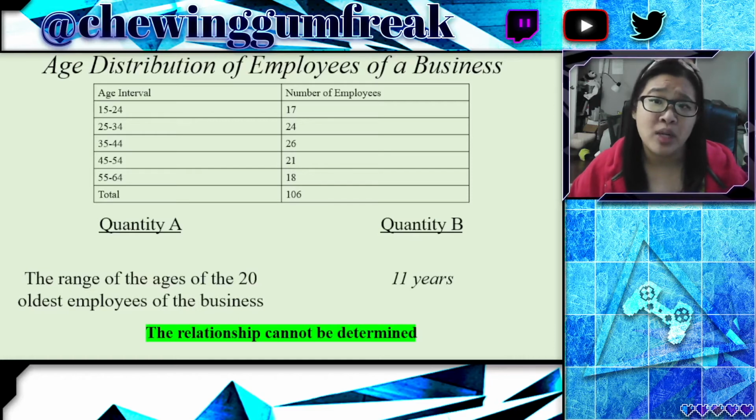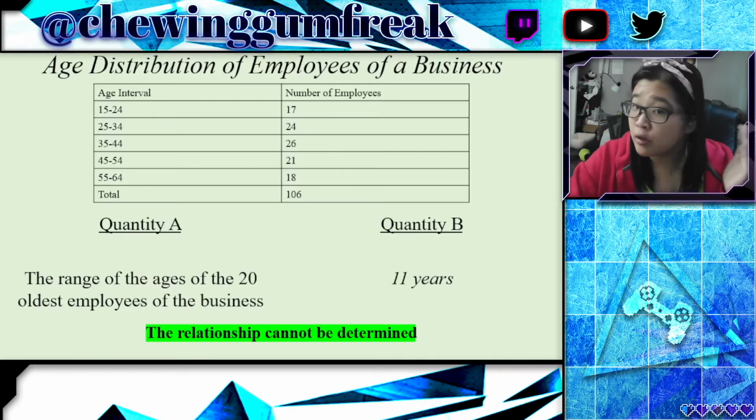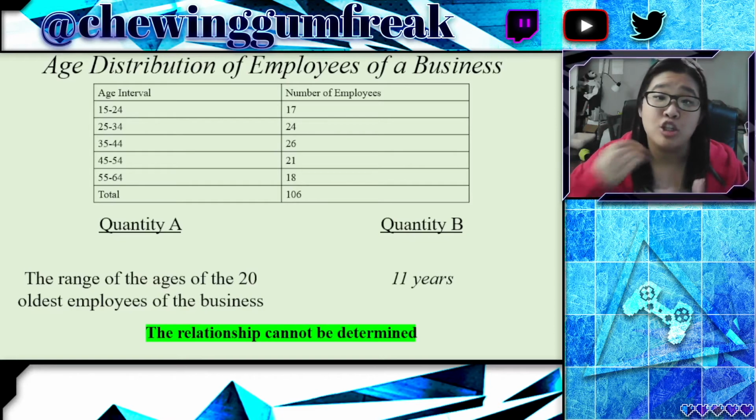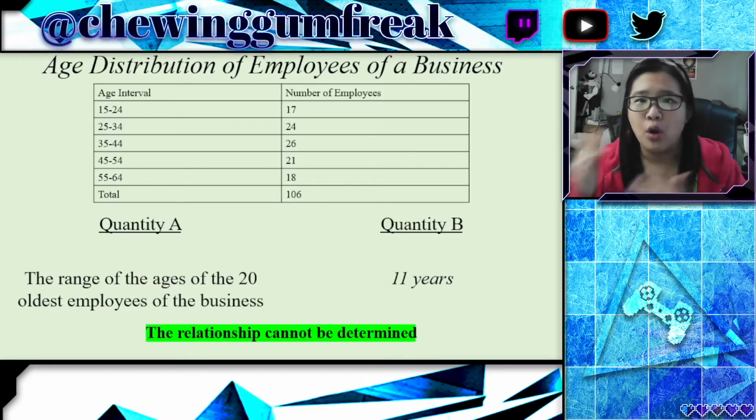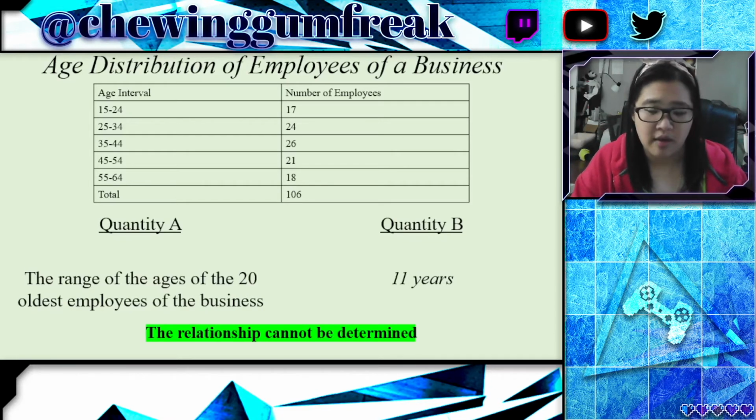And again, the reason for this is because the number of employees is unclear. We're only given a range, an age interval for those, and we don't know exactly what the oldest and the youngest ages of those are.